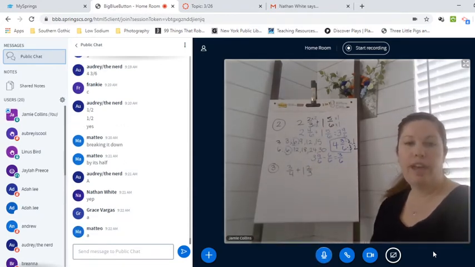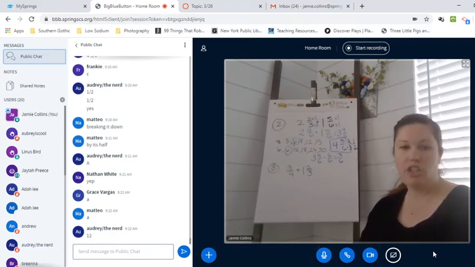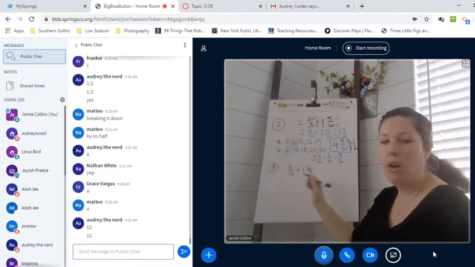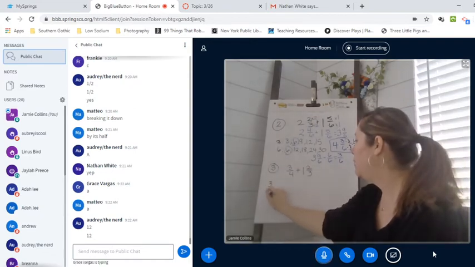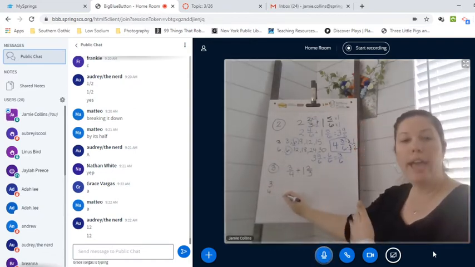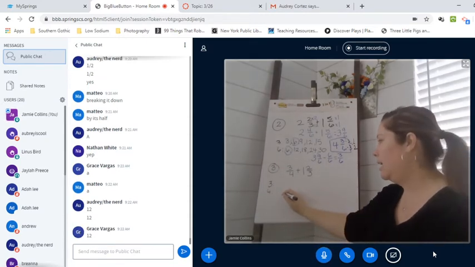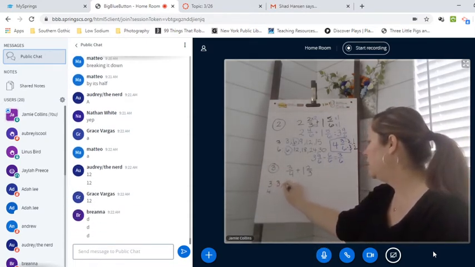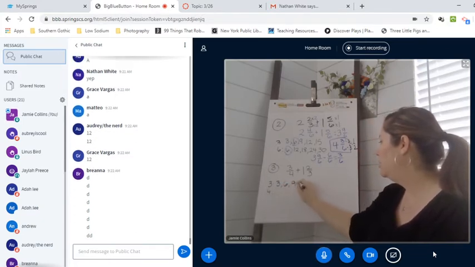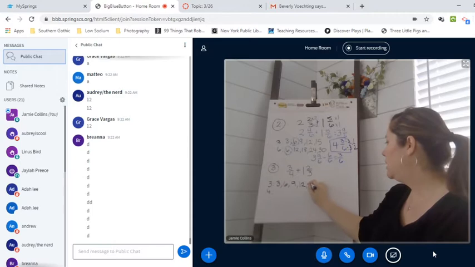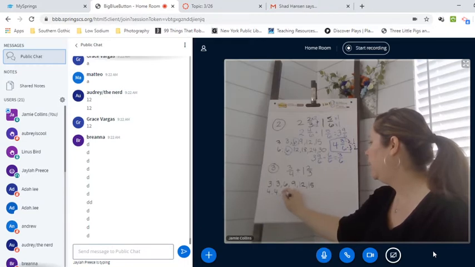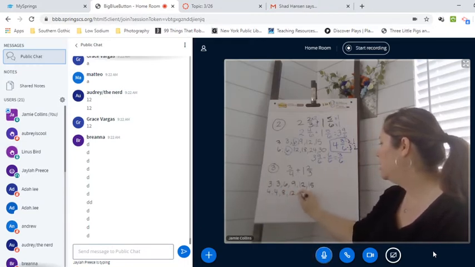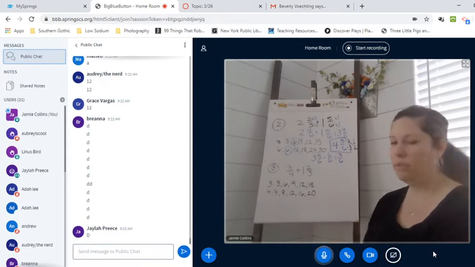Okay, so let's first find our LCM. I see some of you are already putting in your answers, so let's check and see if you're correct, okay? So Audrey says our LCM is going to be 12, so let's see. I'm going to do my 3 and my 4 right here. So I'm just going to go ahead and list them, and you let me know if I miss something, okay? So 3, 6, 9, 12, 15, and then I'm going to do my 4. 4, 8, 12, 16, 20. Did I do that correctly?